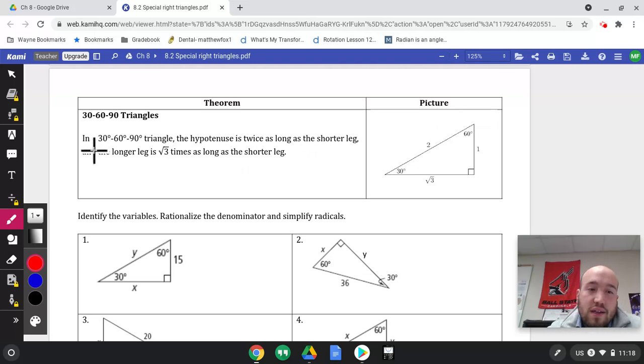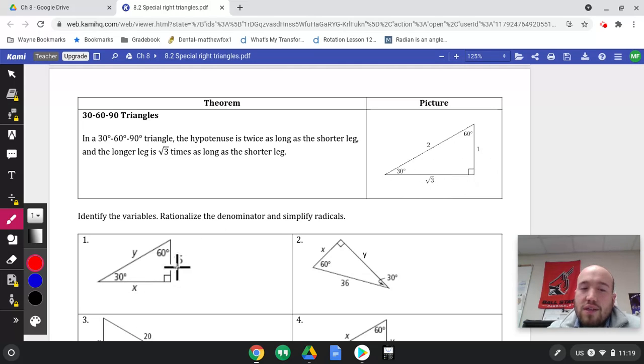And then it says the longer leg is square root of 3 times as long as the shorter leg. So whatever's across from 60, that'll be the longer leg. So square root of 3 here. If we took 1 times square root of 3, we'd get square root of 3. So this is our proportion that's always the case: 1, square root of 3, and 2. That's always the comparison of the sides on a 30, 60, 90 triangle.